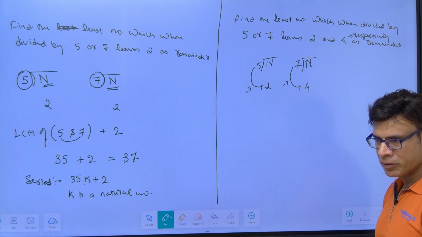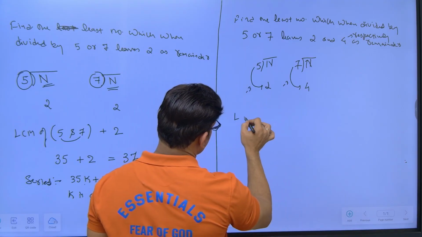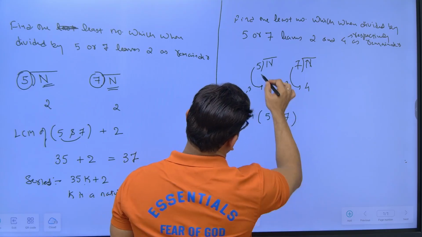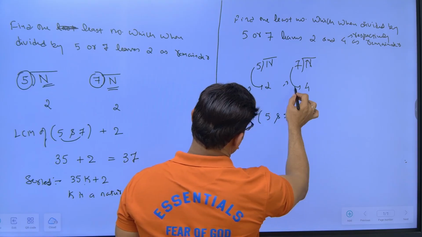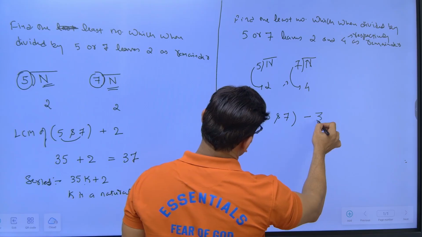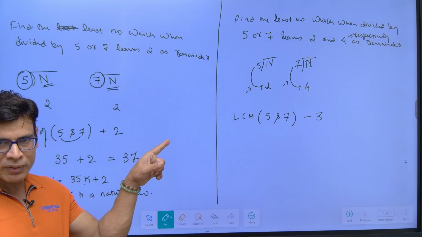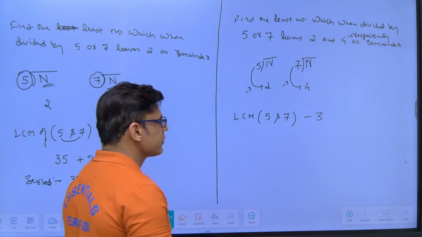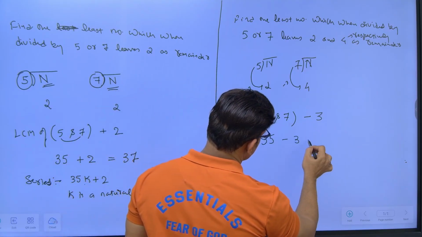So if the difference is same between divisor and remainder, then your first step remains same. To find that number, first thing you have to do LCM of 5 and 7, same 5 and 7, and then subtract that difference between divisor and remainder. Over there you have to add common remainder, here you have to subtract the difference between divisor and remainder. What is LCM of 5 and 7? 35. Minus 3. What is 35 minus 3?